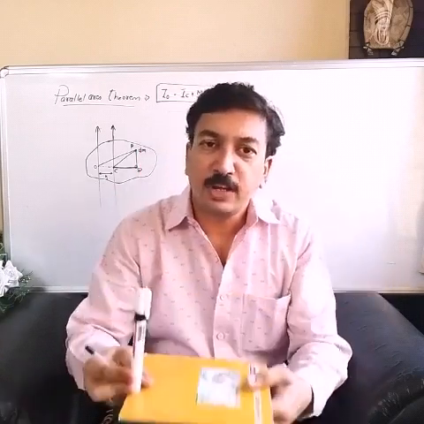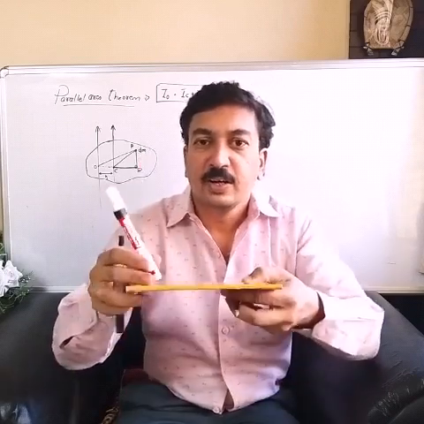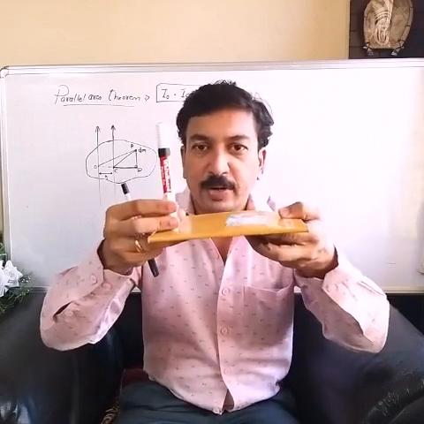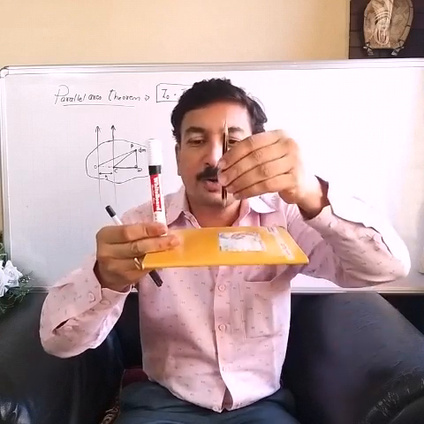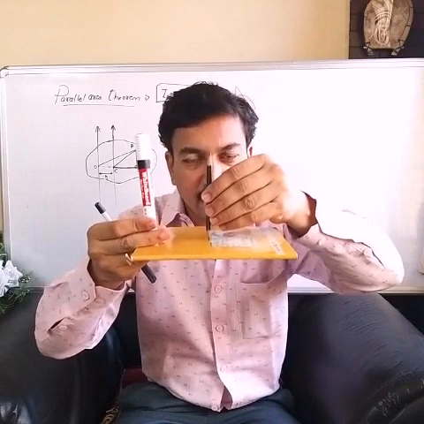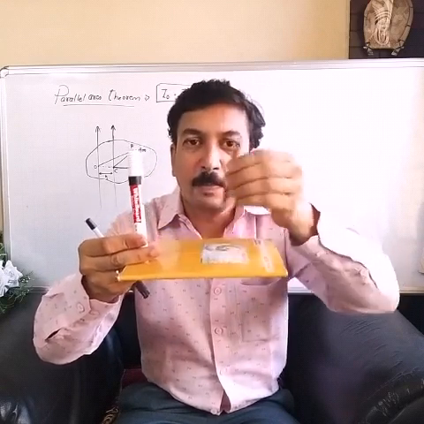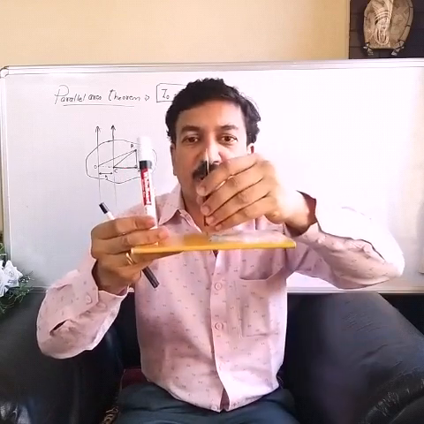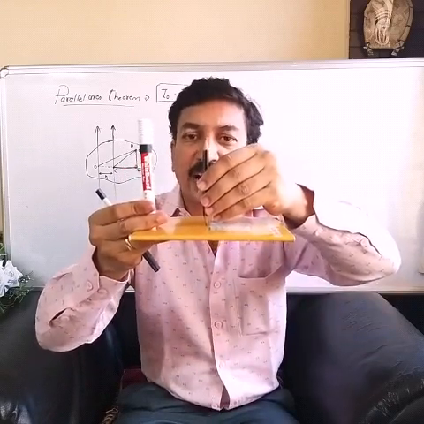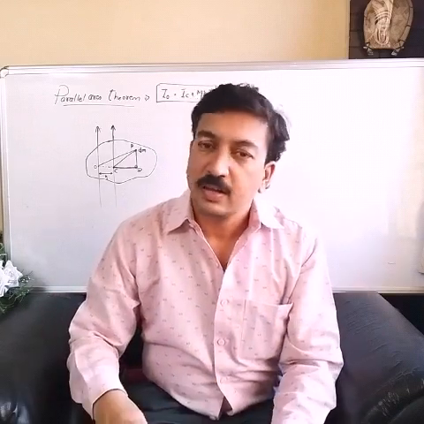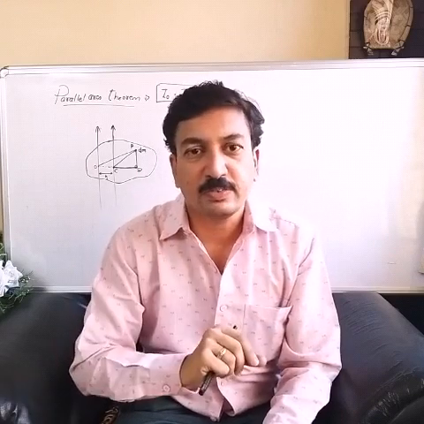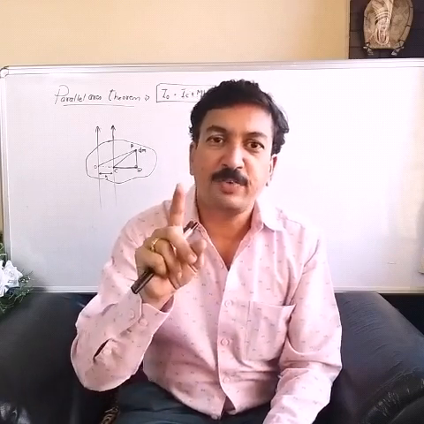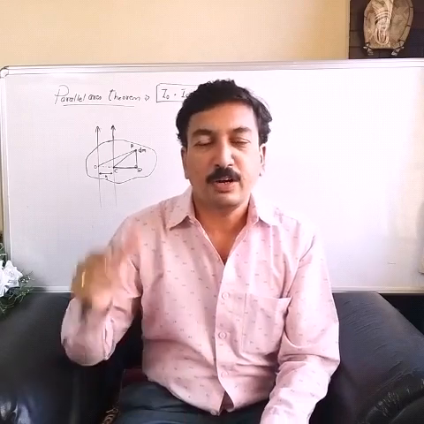The parallel axis theorem says that the moment of inertia about any axis of rotation passing through any point is equal to the sum of the moment of inertia about a parallel axis passing through the center of mass and the product of the mass of the body and the square of the distance between the two parallel axes. In short, IO equals IC plus M h square. Now just have a look at the board and understand the terms.